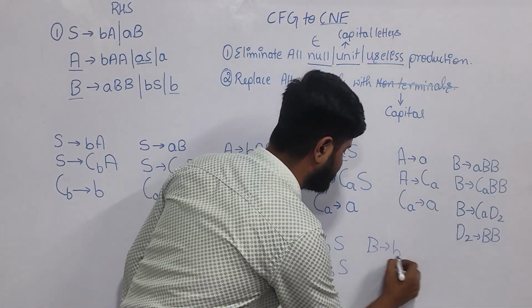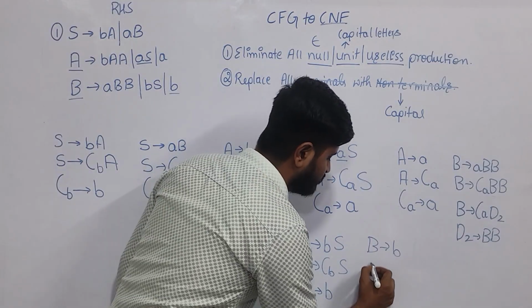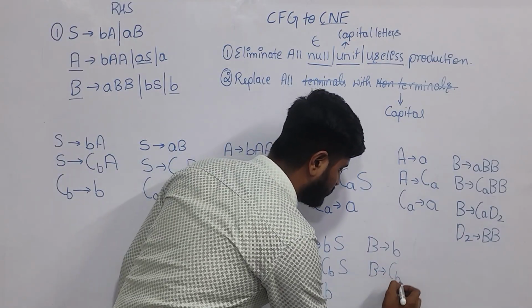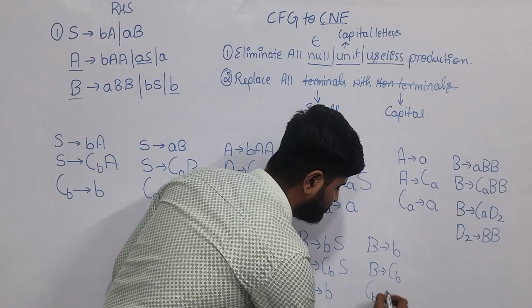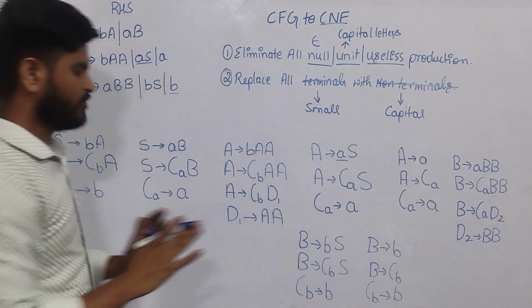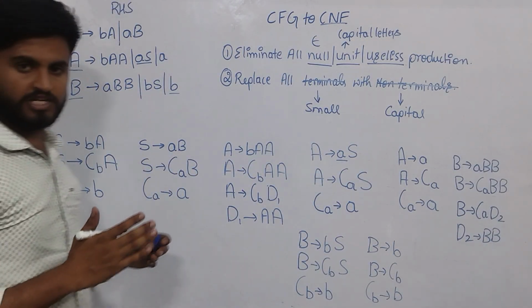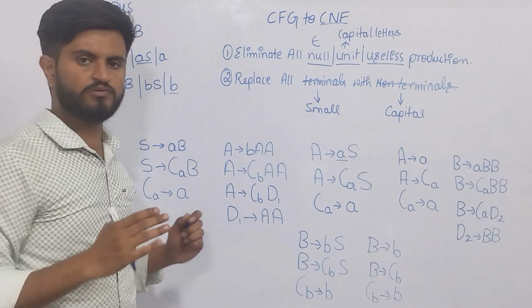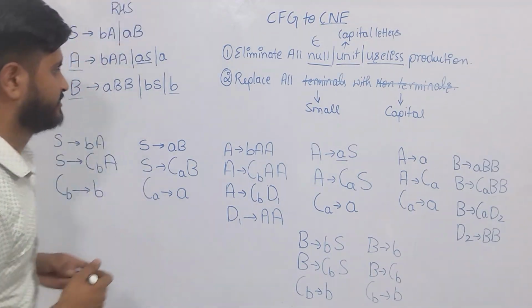B producing small letter B. I must replace it. So B producing C, small letter B. C, small letter B is replacing small letter B. Now we are completed. At the last we must write the final answer. How to write?